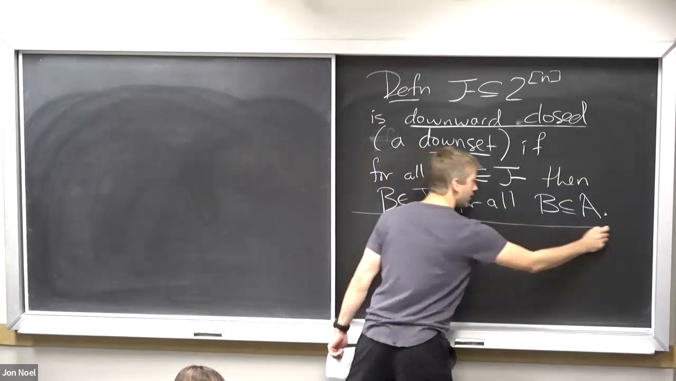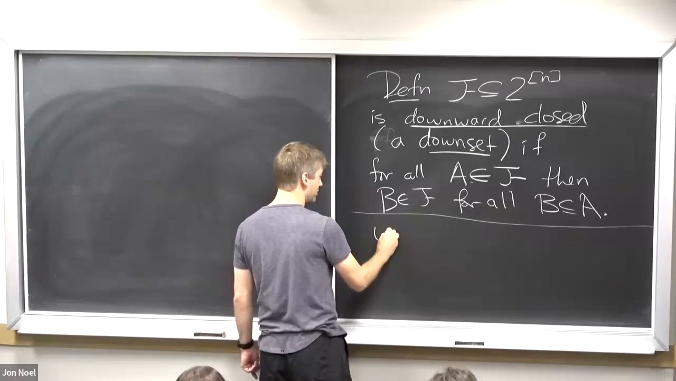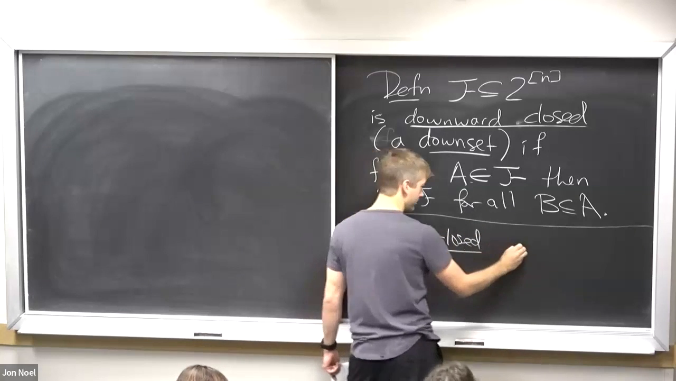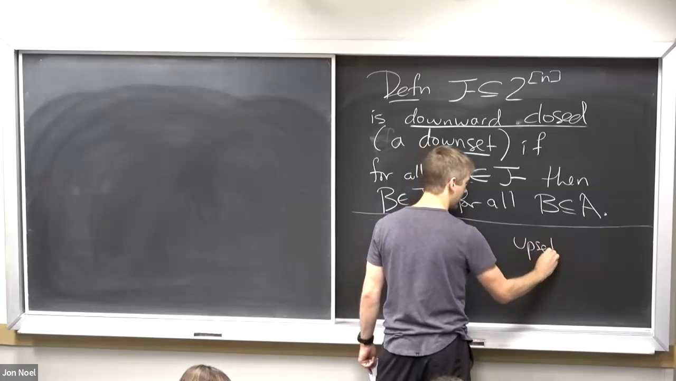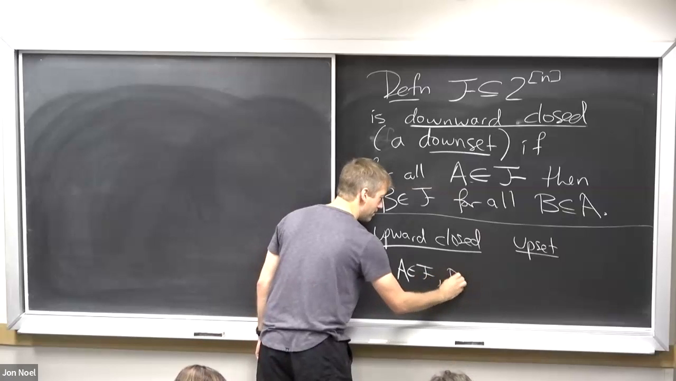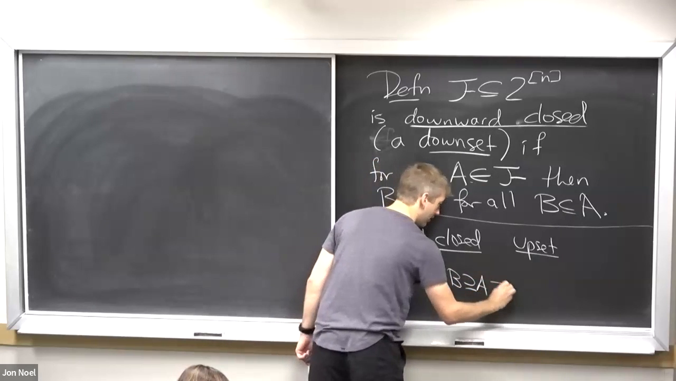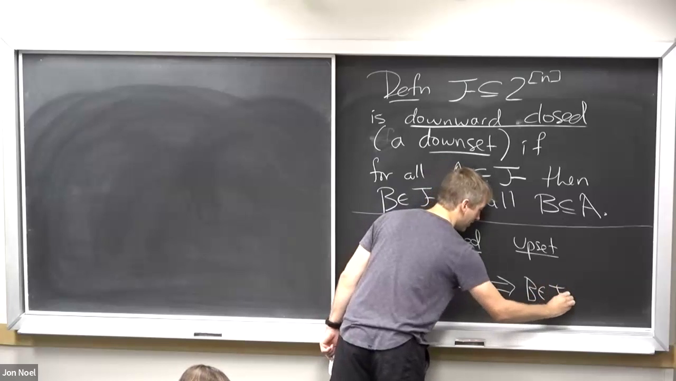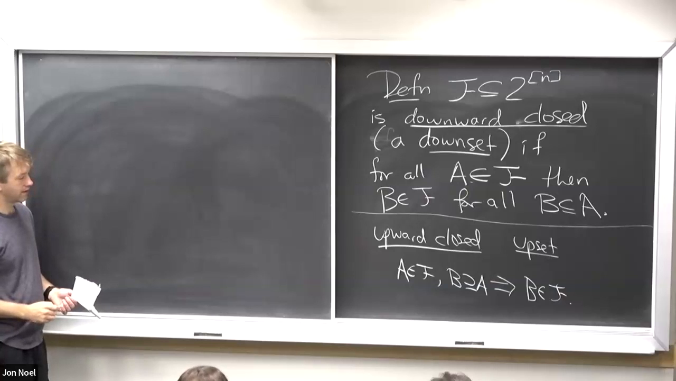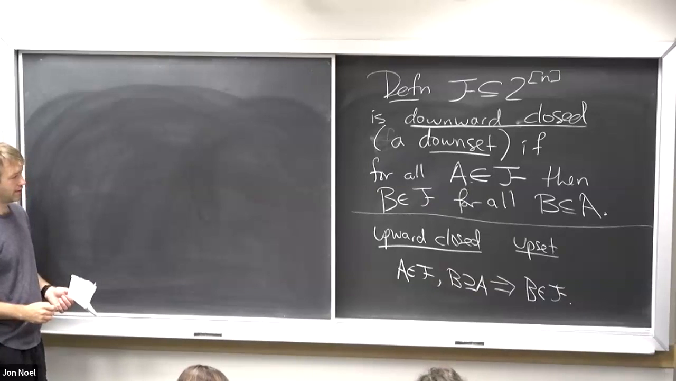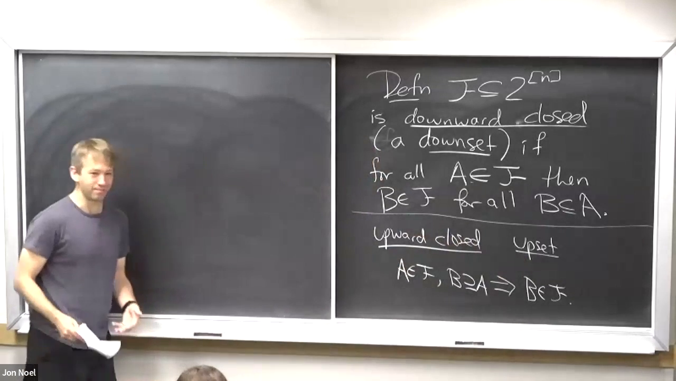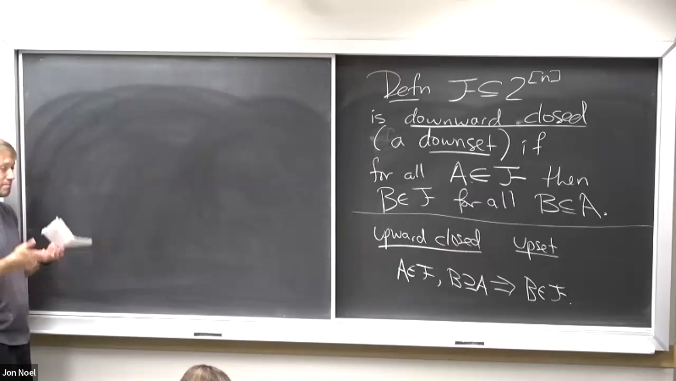And then analogously, you've got upward closed, or an up set. If A is in 𝓕 and B is a superset of A, then B is in 𝓕. It's kind of awkward terminology, saying upset, because that actually has a meaning in English, being upset, but this is an up set, not upset.